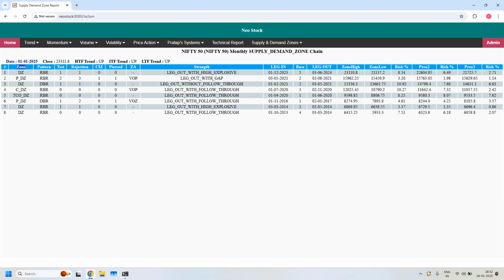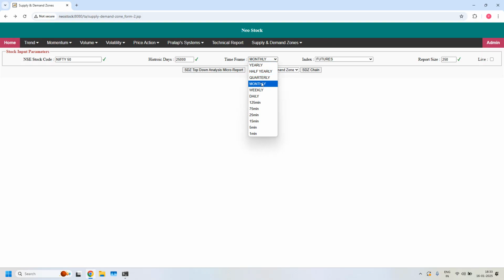Always look into the zone column to find the high liquidity zones. Look into the pierced column to find the pierced zones. And look into the LTF trend always to find the trend of the current time frame you have selected. And apply the same rules for the remaining supply demand zone chain reports. Okay, next, weekly supply demand zone chain for NIFTY.